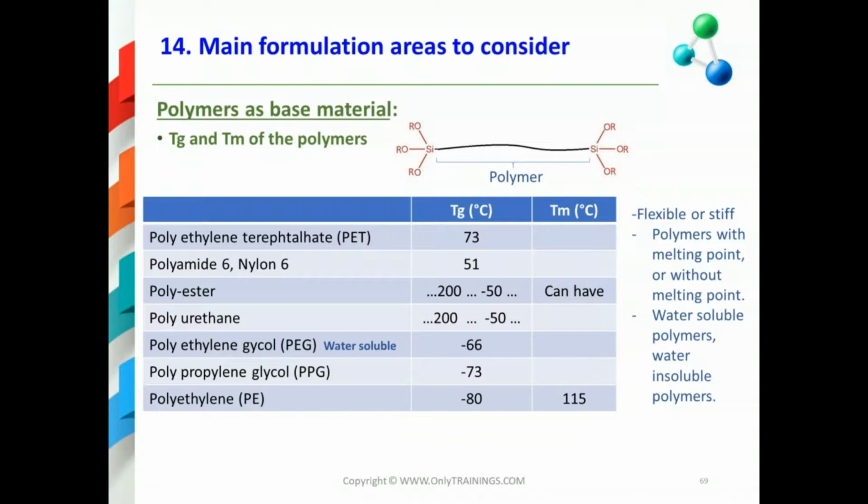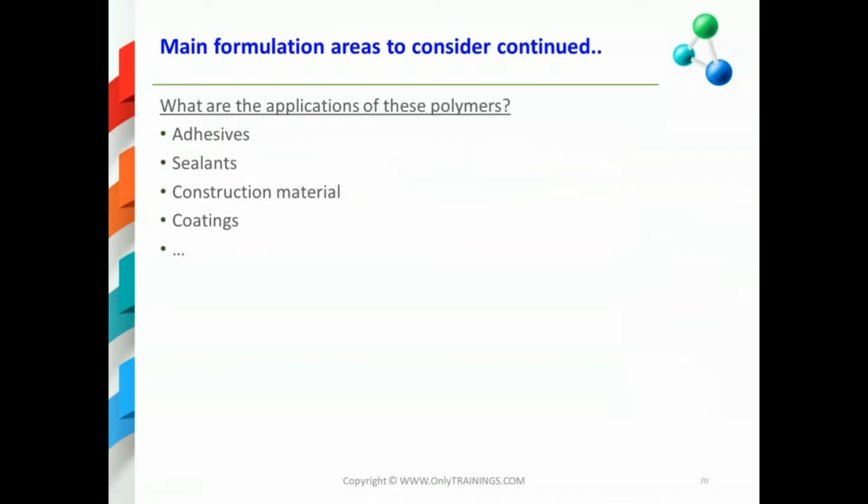So what are the main formulation areas to consider? What kind of polymer do you want to use? Do you want to use flexible polymers? Do you want to use water soluble polymers? It all depends on the Tg that those polymers have. Do you want crystalline polymers for hot melt or for making a pipe? So you have a lot of possibilities to consider. What do you want to make?